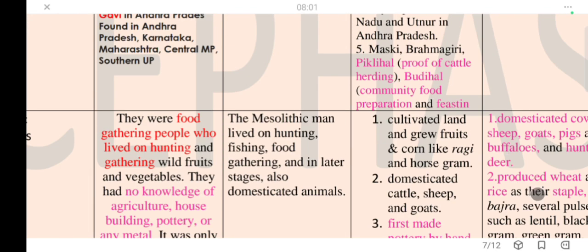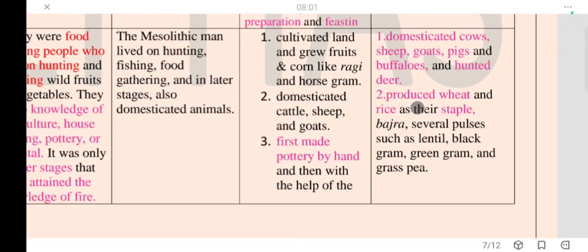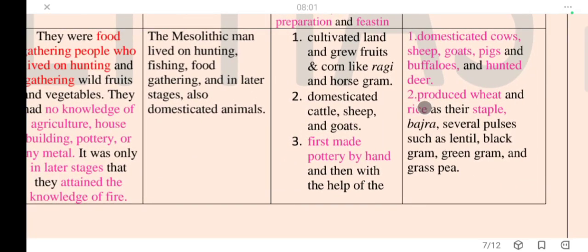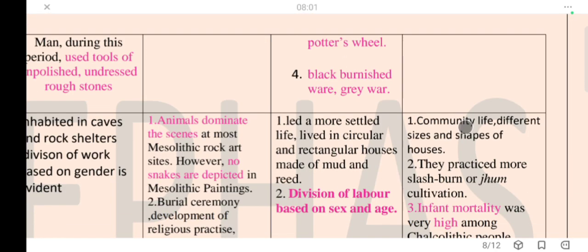In the next period, domesticated cows also increase. The economic conditions are day by day enhancing and developing. In the Chalcolithic age, you can see domesticated cows, sheep, goats, pigs, buffaloes, and hunting of deer. They produced a large amount of rice as a staple, wheat, bajra, and several pulses like lentil, black pulse, green gram, and grass pea also.